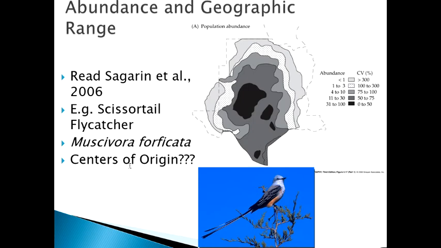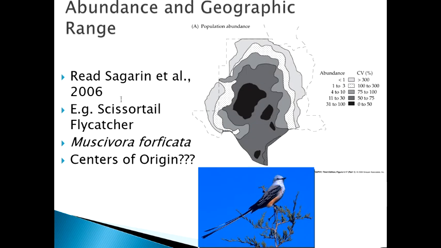Getting to our paper, the Sagarin et al. paper. There is a relationship between abundance and geographic range. Sagarin et al. call it the abundance center hypothesis. The beautiful little bird that you see here is the scissor-tail flycatcher, and the map of its distribution and abundance, with greater abundance with the darkest patterns. And notice there's a quasi-bullseye pattern here with the highest abundances in the center, and it decreases outward.